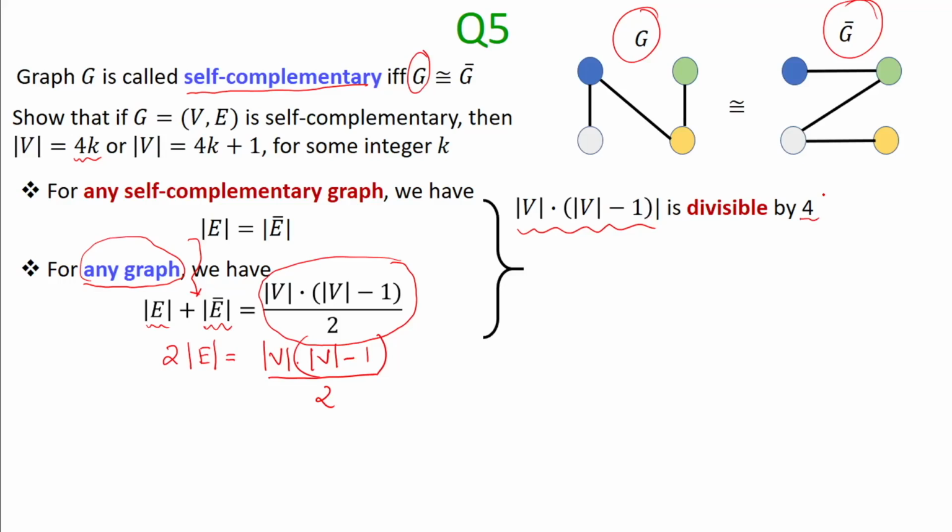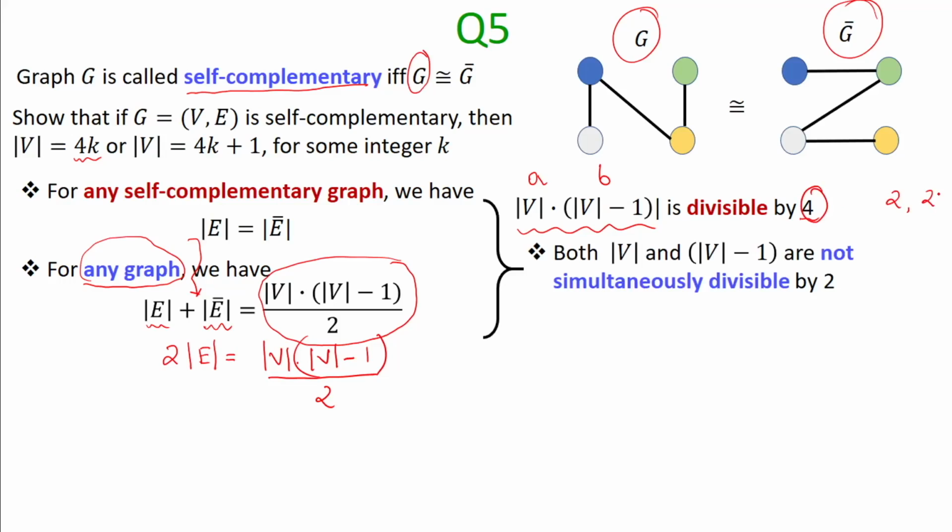Now you have two quantities here, A and B. Okay, and what are the prime factors of 4? 2 and 2. It turns out that you can't have both A as well as B simultaneously divisible by 2, because if one of the quantities is odd then the other quantity will be even, right? A and B are two consecutive numbers, so both of them can't be simultaneously divisible by 2.